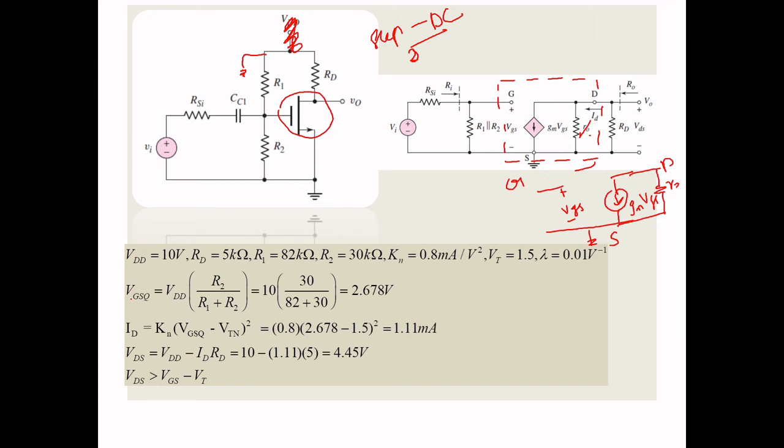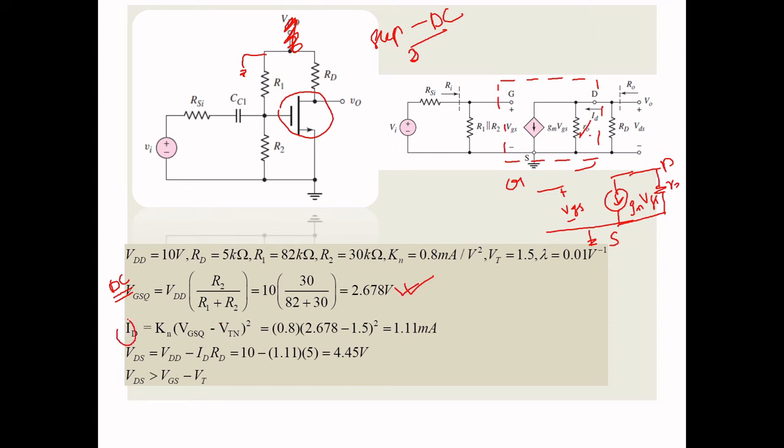Here first I want to find VGSQ. How will you find VGSQ? This is a DC analysis. VGSQ equals VDD into R2 divided by R1 plus R2. So you'll be getting 10 into 30 divided by 82 plus 30, which gives 2.678 volts.